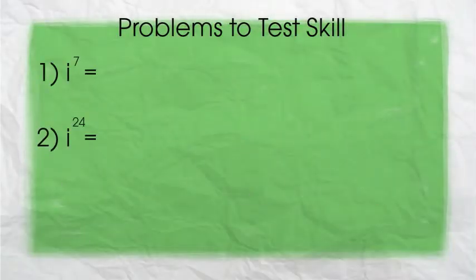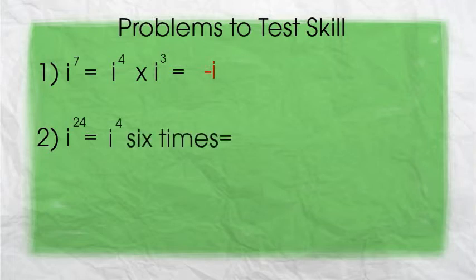Here are some problems to test your skills. Pause the video here, then press play to check your answers. i to the seventh can be factored into i to the fourth times i to the third. Since i to the fourth is 1 and i to the third is -i, the answer is -i.